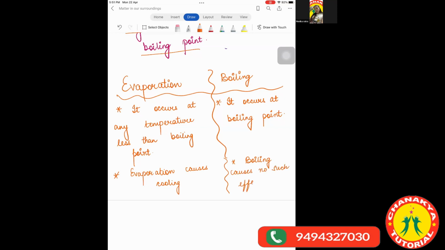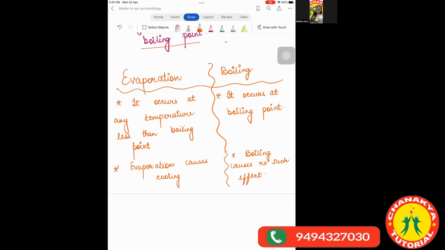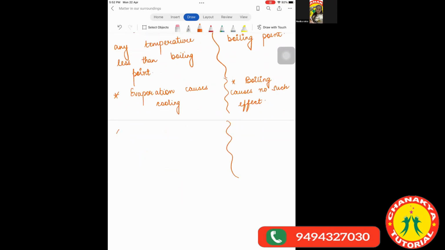The next and important point is evaporation is a surface phenomenon. I will explain the meaning of this. And boiling is a bulk phenomenon. So first I'll give you the example of how evaporation causes cooling.